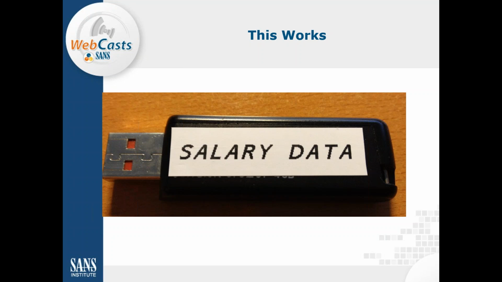I do tend to put labels on these, and this one, while it seems ridiculous, right? Salary data? Seriously? Who's going to pick that up? Turns out a ton of people will pick that up. But this is where you get to have some fun as a pen tester: coming up with creative labels and things that will entice people.